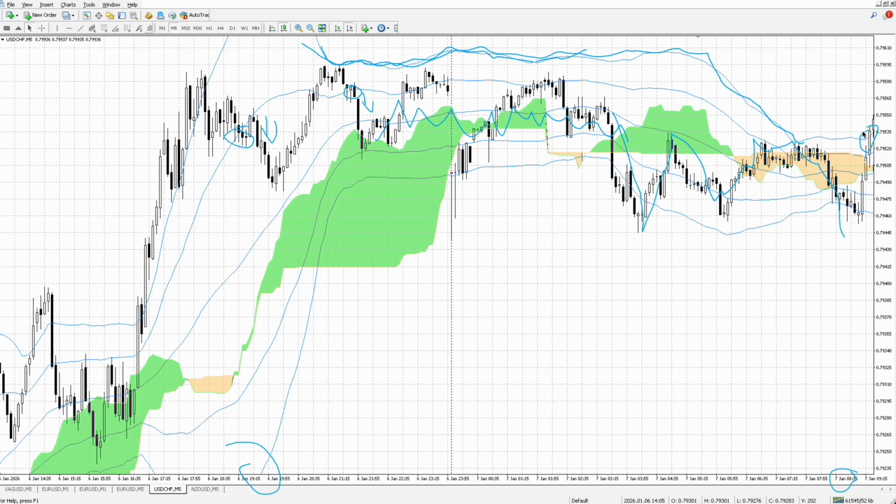But this is a good example, a good representation of how this second band can give you some room between entry and your stop loss. You are not stopped out so often.